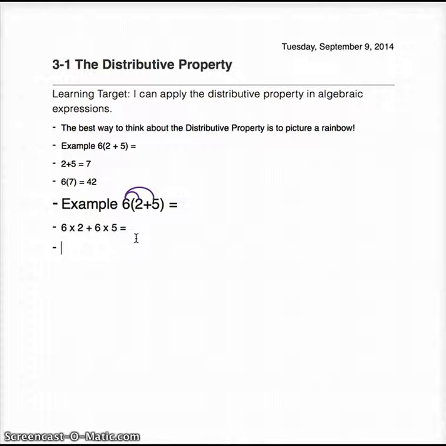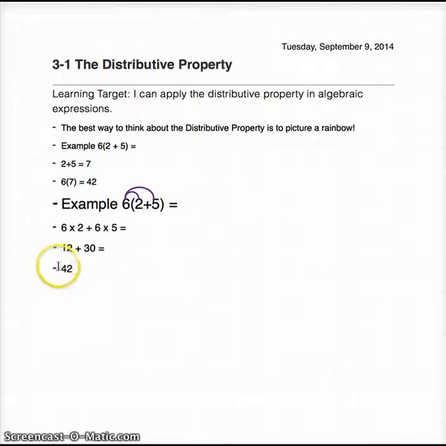So what is 6 times 2? Well, we all know that's 12. Keep that addition sign the same, plus. Then the 6 times the 5 is going to be 30. And make sure you bring down your equal sign. And 12 plus 30 is 42.